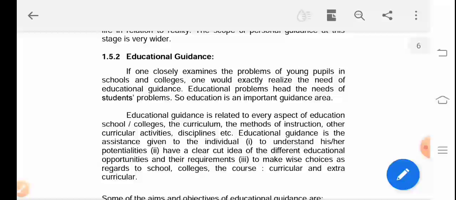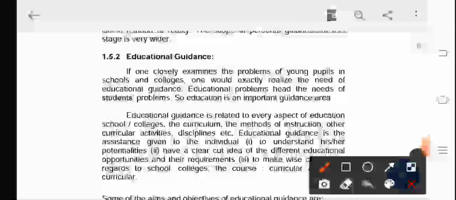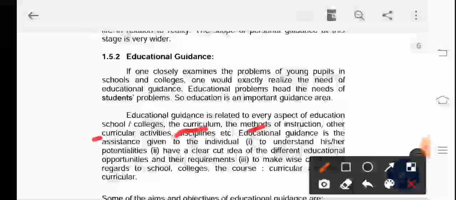So what does educational guidance relate to? Educational guidance relates to every aspect of schools and colleges, including curriculum, the method of instruction, co-curricular activities, discipline, etc. That means the curriculum, other curricular activities, the method of instruction, and discipline.